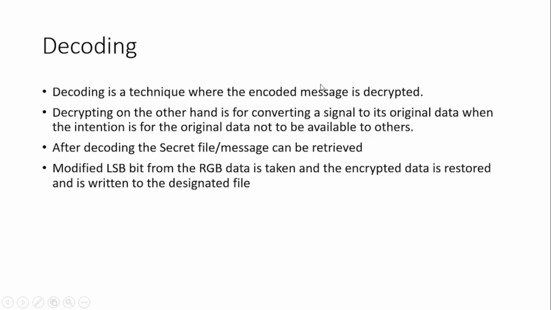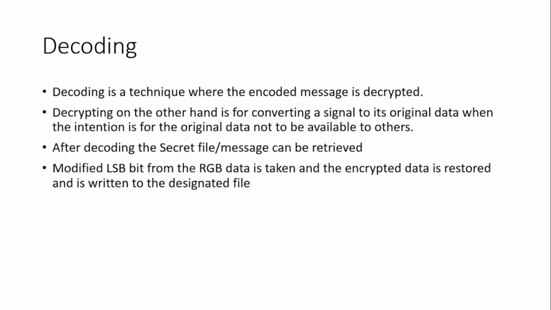Whatever changes we have made in the LSB, we collect those LSB bits and form a character so that we can retrieve the message successfully. So decrypting, on the other hand, is for converting a signal back to its original data. Whatever we did to change the character to image data, now we are changing that image data back to the original character data. After decoding, the secret file or message can be retrieved.